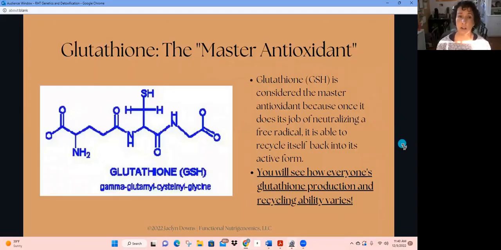But I definitely wanted to start out with glutathione, which is considered the master antioxidant. It's considered the master antioxidant because once an antioxidant donates an electron and does its job, it's sort of rendered inactive. But glutathione is able to recycle itself and other antioxidants like vitamin C and vitamin E so that they're recycled back into the active form. But as you'll see in the upcoming slides, glutathione production and the recycling ability really can vary a lot.